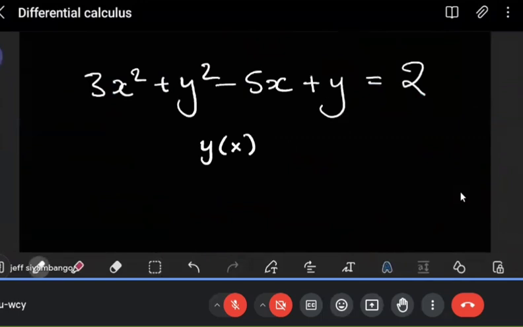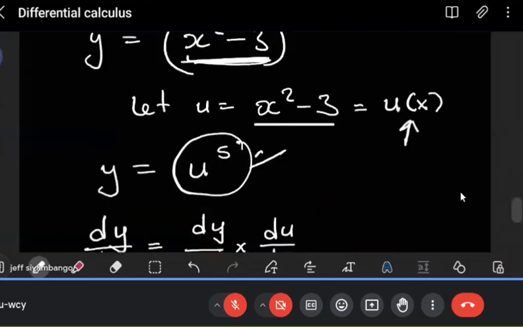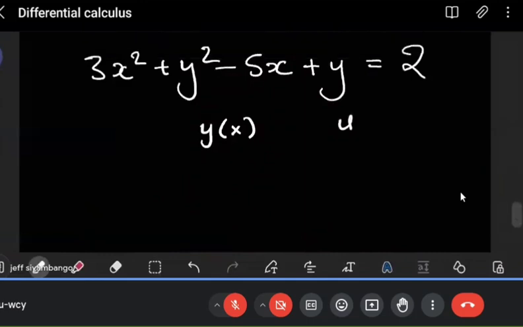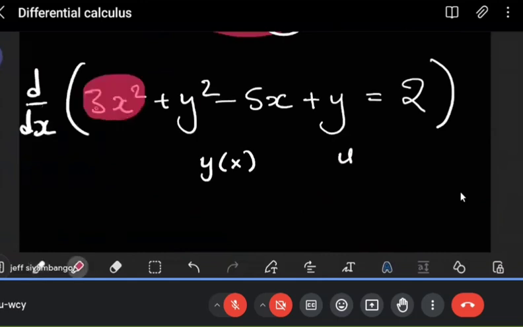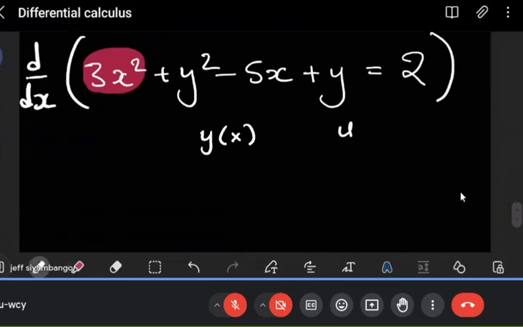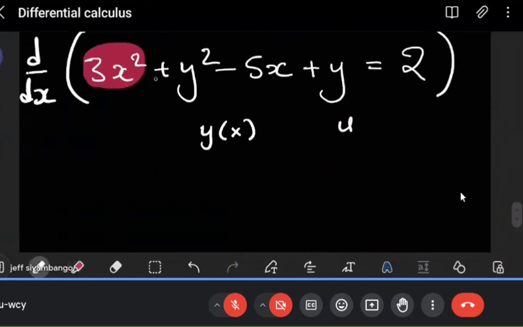So think of y as if it is our u in this expression. Think about it as if that's what you have. But now how do you differentiate it? Differentiate the entire expression with respect to x. So first, you come to the first term. Differentiate the first term with respect to x. So this one will just differentiate in a normal way.